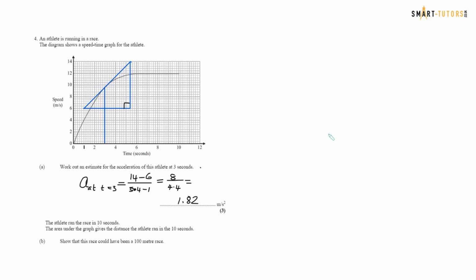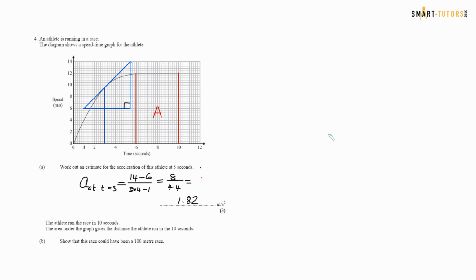The athlete ran the race in 10 seconds. The area under the graph gives the distance the athlete ran in 10 seconds. Show that the race could have been a 100-meter race. So we are going to be finding the area under the curve up to 10 and estimating it. So we are going to be drawing construction lines. Here 10, drop a line, so that is there. Here drop a line, that is there. So the area of this one is A. So I'm going to put this as A.